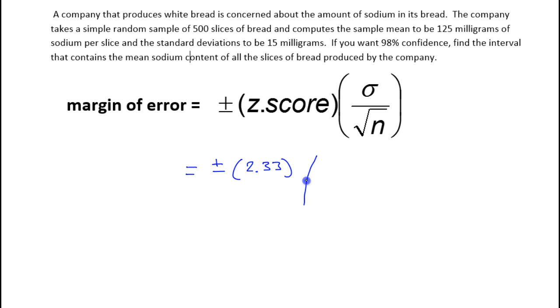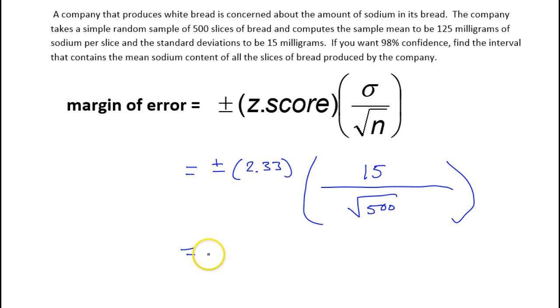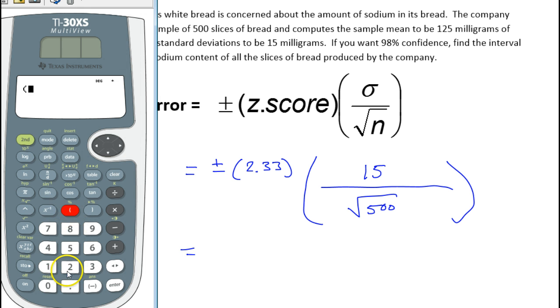2.33. Now we need to deal with the standard deviation, which goes in the top, and then the square root of the sample size. The standard deviation is 15 milligrams, so I'm going to put the 15 right here. And now the sample size, they took a sample of 500 slices, so the sample size is 500. So I'm just going to put this in the calculator and see what the margin of error is. So 2.33, 15 over the square root of 500.